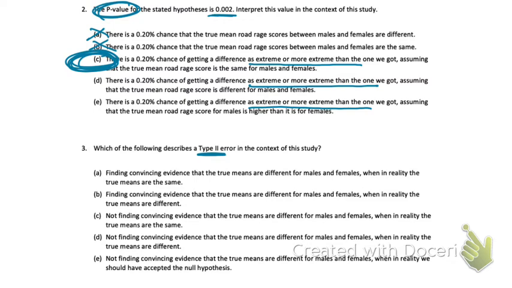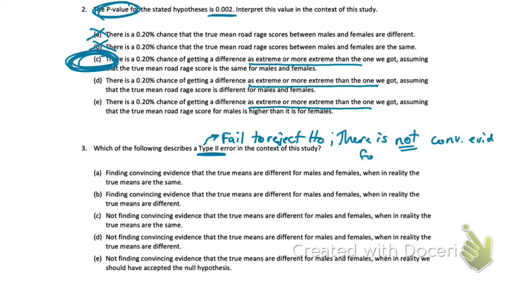Here, I'll write it down. If we have a type 2 error, we fail to reject the null hypothesis. So therefore, there is or is not convincing evidence for the alternative? There is not convincing evidence for the alternative hypothesis. Now, what is the alternative? The alternative is that there's a difference. So a type 2 error means we failed to reject the null hypothesis. We said there is not convincing evidence for a difference, the alternative, but there really was a difference.